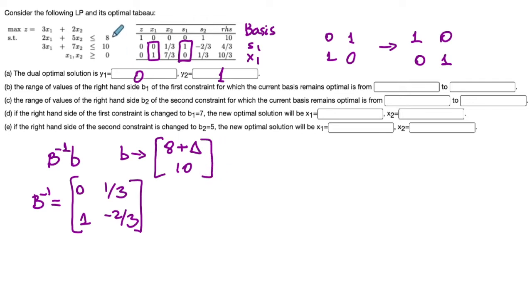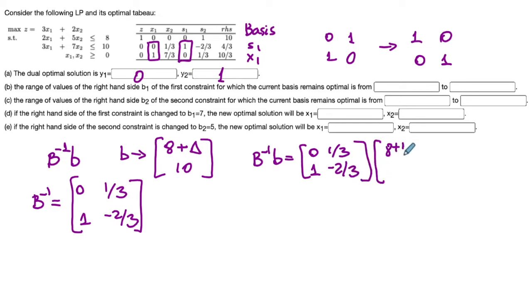So we are modifying the right hand side of the first constraint first. So now B inverse times b becomes 0, 1/3, 1, -2/3 multiplied by 8 plus delta, 10. And when we multiply, we obtain 10/3 for the first entry, and then delta plus 4/3 for the second entry.